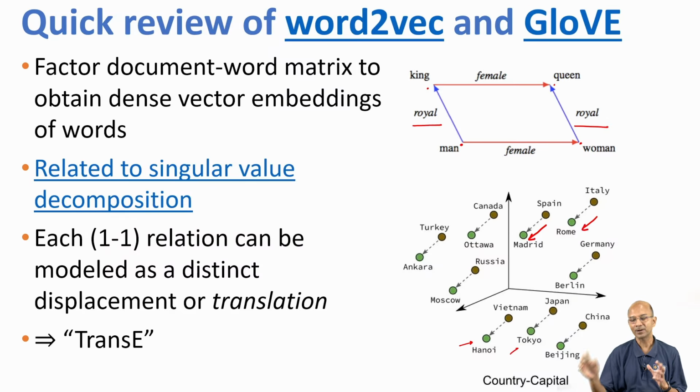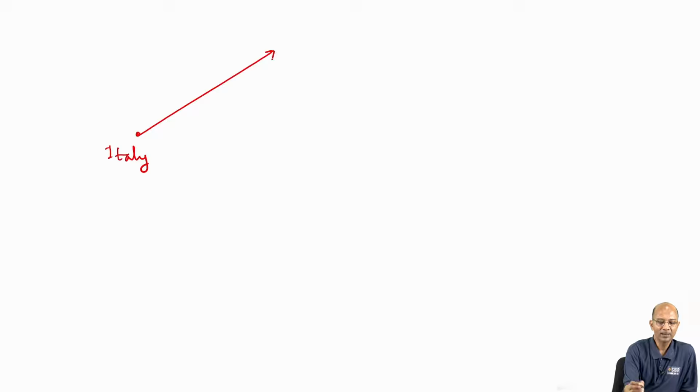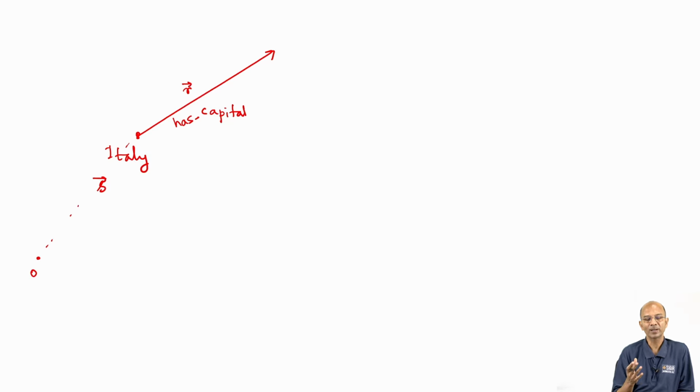Suppose we start with Italy embedded in space, and then suppose we also have a representation of the relation has capital as a vector. So we could think of this as the subject vector. There's an origin somewhere, and then Italy is the point here in some multidimensional space. Has capital is a translation which is denoted by the vector r, and now we look for other points in the knowledge graph for our candidate objects. So let's say here is the vector O1.